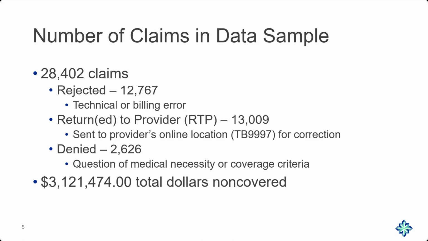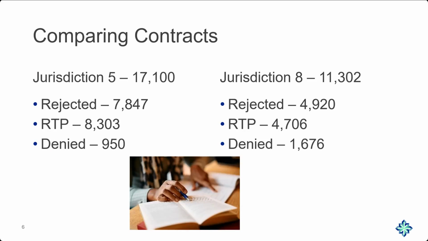And I myself am guilty of using those terms interchangeably, but there is a difference. And that's why I'm taking the time to explain that to you. So the total dollar amount unpaid for these 28,000 and some claims was $3,121,474. So potentially this is money left on the table that your office or your facility could benefit from. And so that's why we want to take a look at this.